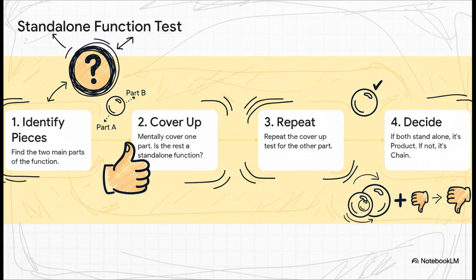Let's break down what I call the stand-alone function test. First, you look at the two main parts of your problem. Then, you literally cover up one part with your thumb. And you ask yourself, can the part I still see exist as its own function? Then you swap. Now, here's the key. If both parts can survive on their own, you've got yourself a product. If only one of them or neither of them can survive, you're looking at a nested function. And that means it's time for the chain rule.